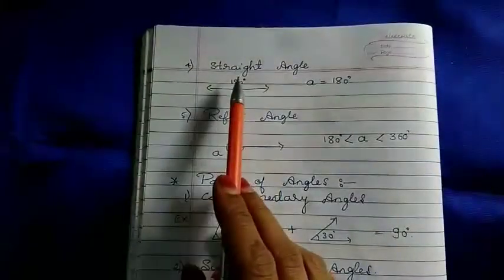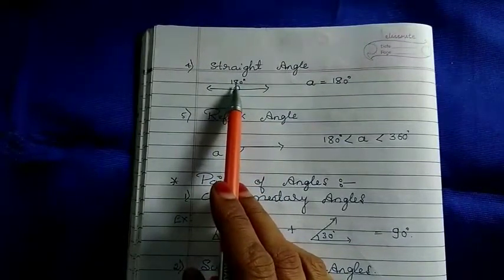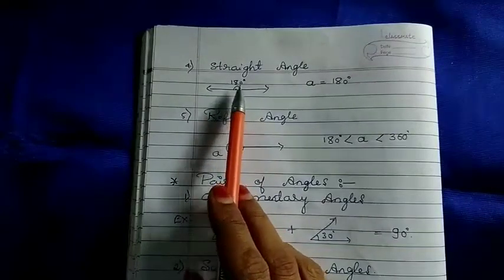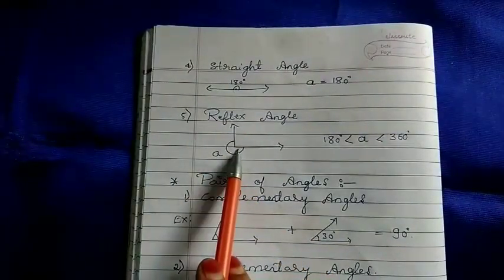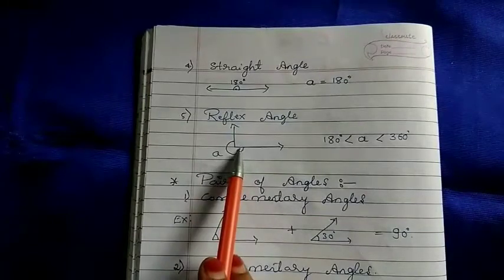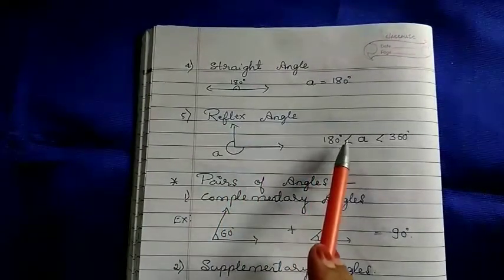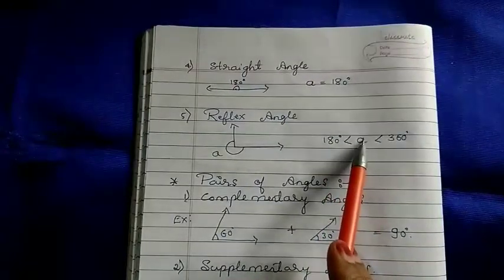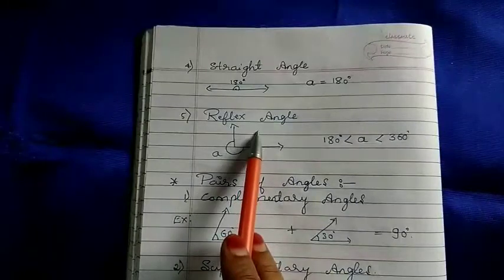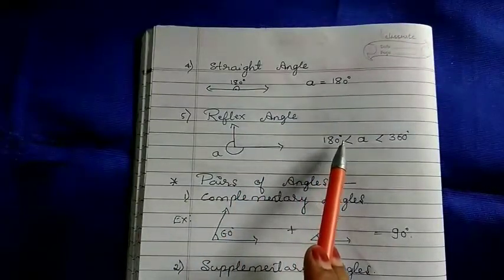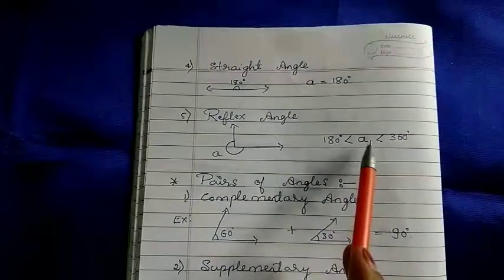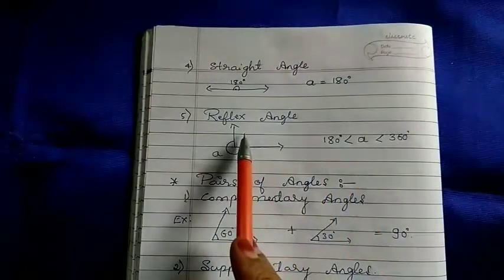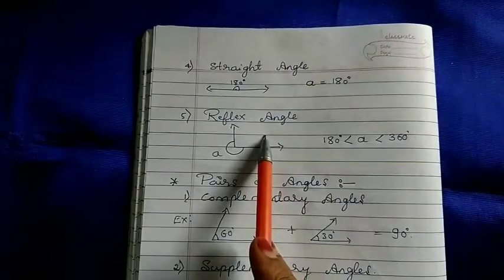Straight angle: an angle which measures exactly 180 degree is called a straight angle. And reflex angle: an angle which measures more than 180 degree but less than 360 degree is called a reflex angle. You can give examples: angle 200 degree, 250 degree, 300 degree are all examples of reflex angles.